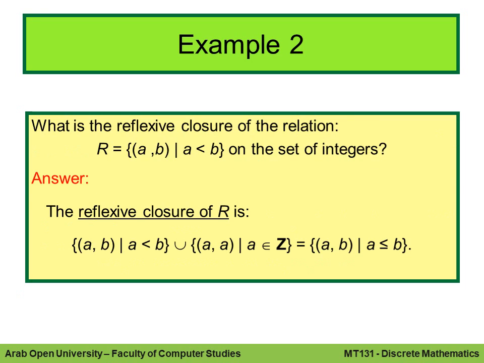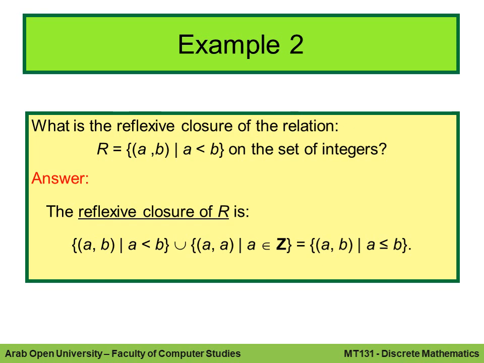Here is another example. For the relation {(a, b) such that a < b}, this is far from reflexive. This is in fact irreflexive. If I want the reflexive closure, I have to add all the ordered pairs (a, a) for a in Z. Basically, I'm adding the identity. You end up then with the relation {(a, b) such that a ≤ b}. That is the reflexive closure of R.